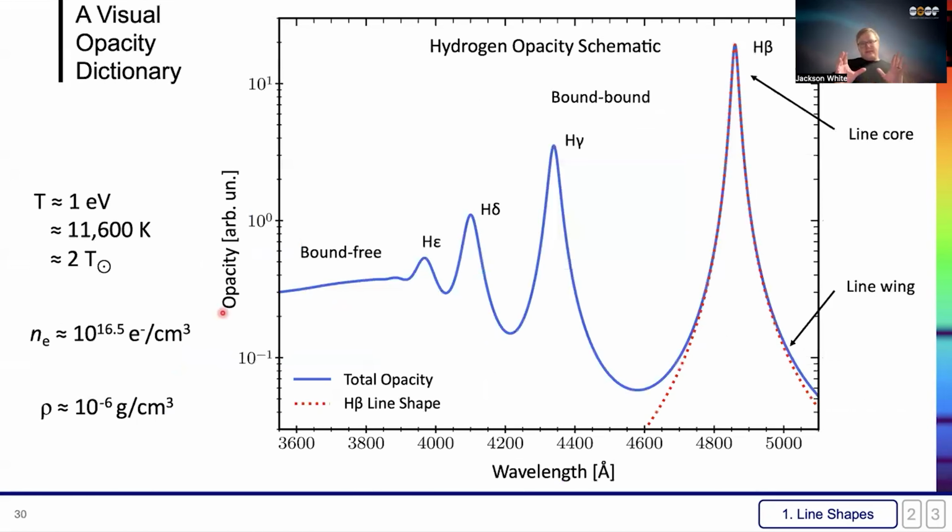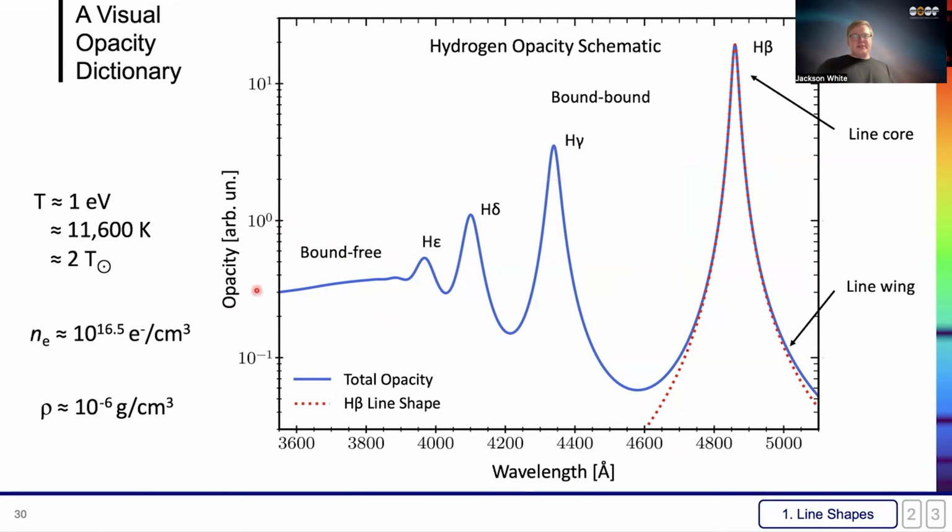Now, to orient ourselves, I thought it'd be helpful to show briefly this visual opacity dictionary, where this is the opacity that you might see at something typical of, say, a hydrogen stellar atmosphere. Again, the x-axis here is simply wavelength. The y-axis here is the opacity or the absorption. And what you see is that in part of this frequency range, the opacity is dominated by these bound-bound transitions, which we've labeled H beta, H gamma, and so on.